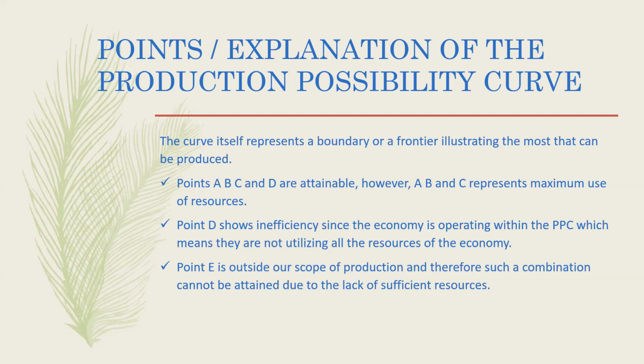So the points on the production possibility curve. We have points on the curve, inside the curve, and outside the curve. Points on the curve represent efficient and attainable resources. Points inside the curve, we say, are attainable but inefficient. And anything outside the curve basically means that we have shortages.